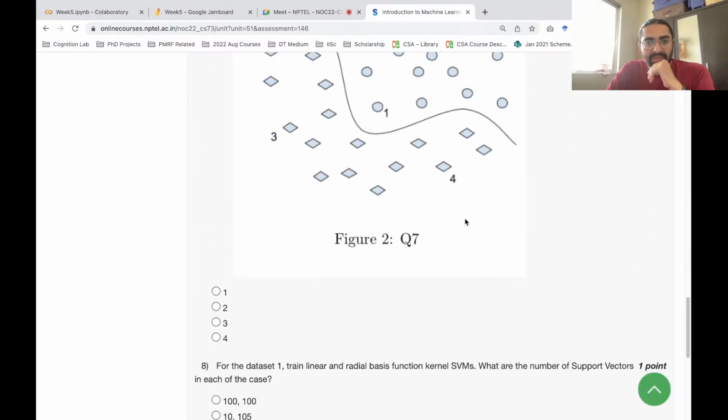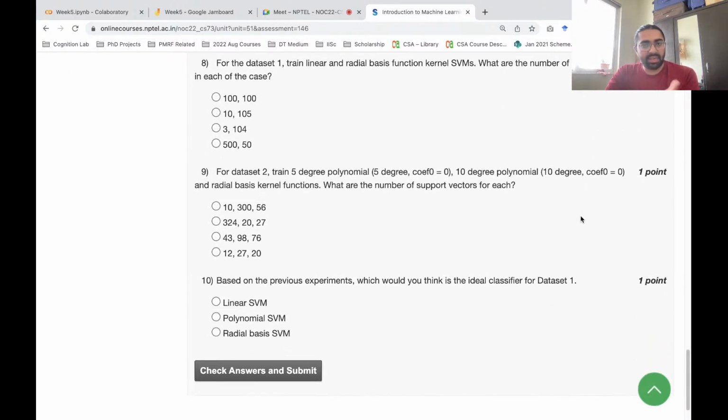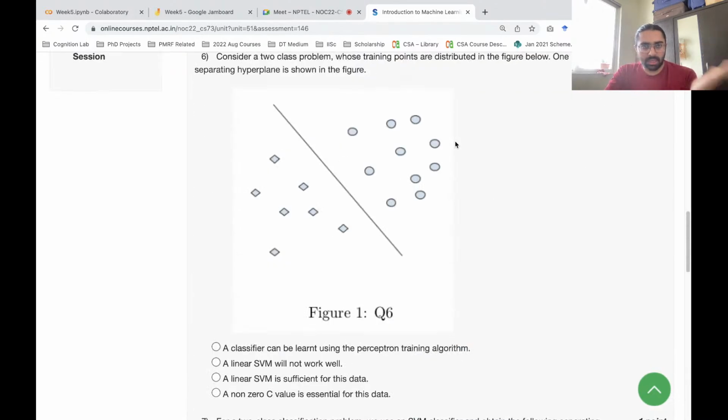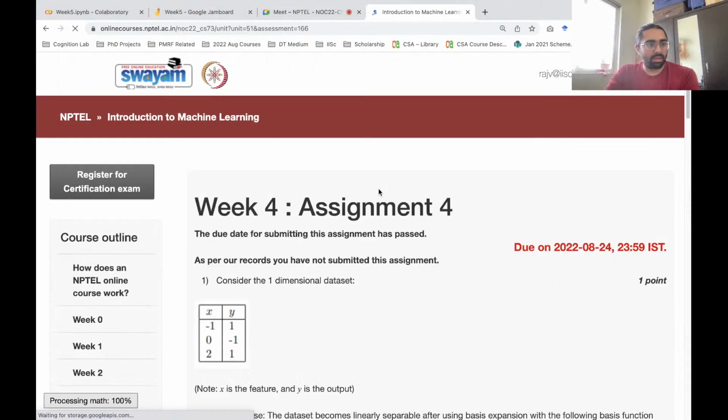Again, seventh one also straightforward. They're saying which one will have the most impact among these four marked points on the boundary of the SVM. As we know, SVM's boundary depends on the support vectors, and support vectors are basically any points which are nearest to this plane, right? I mean, in this case, a curve. So here basically number one will be the solution. 8, 9, 10 is again programming based. We will do the programming in the quiz section, and yeah, from there we'll move ahead.